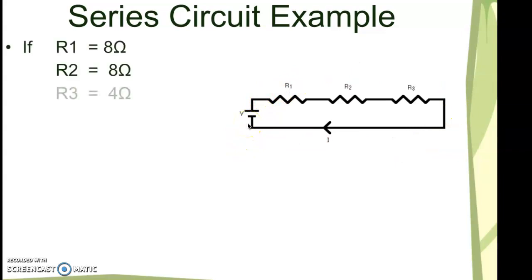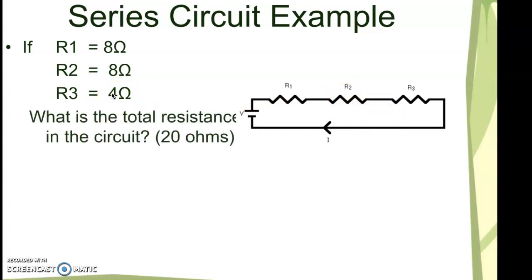Now this is a series circuit because there's only one continuous path. There's no multiple branches or channels for electrons to flow. So that's how I know it's a series circuit. Now let's say I give you values. Resistor 1 is equal to 8 ohms, so is resistor 2, and then resistor 3 is a little less at 4 ohms. To calculate the total resistance of the circuit is really simple. You just need to add those numbers together. So 8 plus 8 plus 4 gives us my 20 ohm resistance.